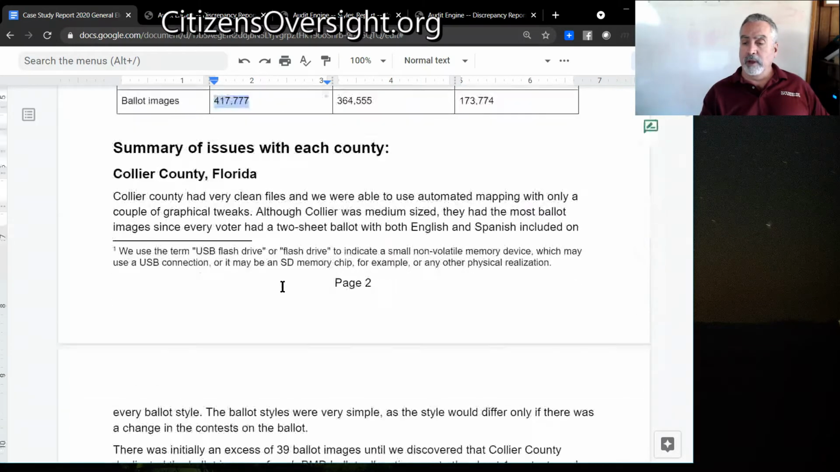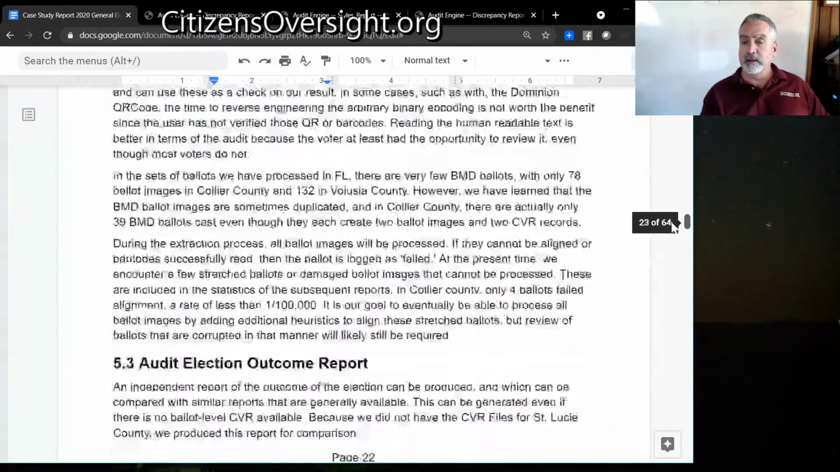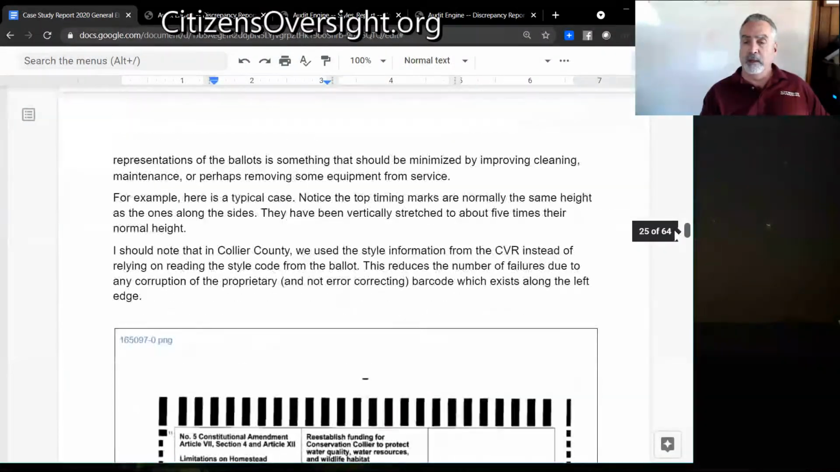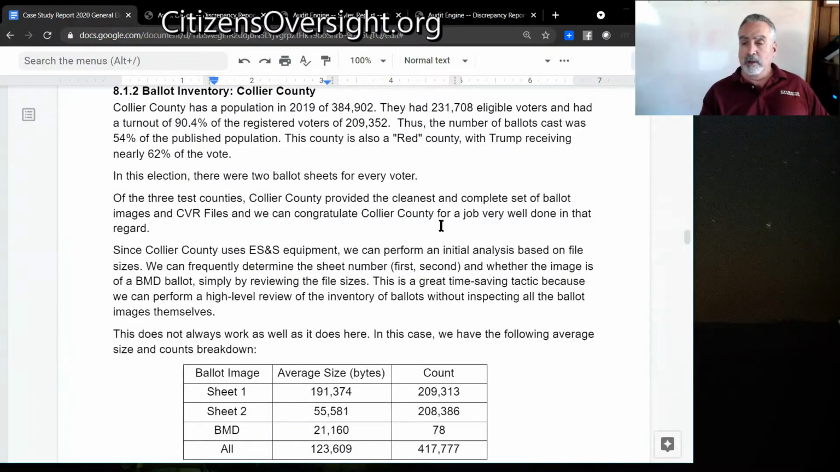Now, as we go down to the details, I will say that Collier County had a very good, cleanest and most complete set of ballot images, and the CVR files were basically perfect. We didn't have to do any kind of re-requesting or fix-up or anything else. So we want to congratulate Collier County for a job very well done. There's a big gold star for Collier County from Citizens Oversight.